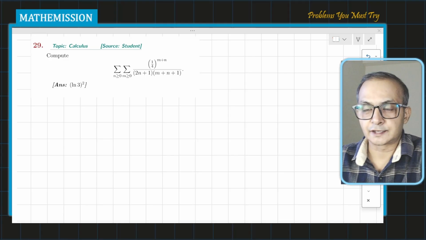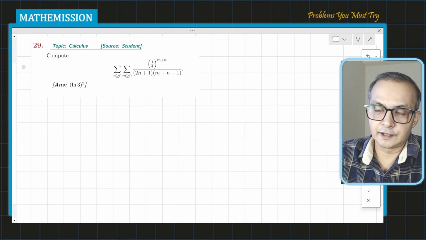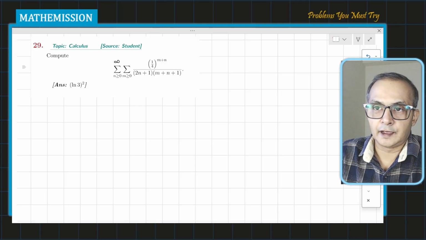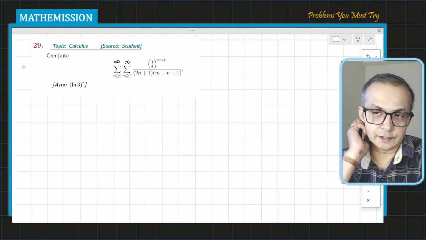The question reads like this: n goes from 0 to infinity. When nothing is given there, it means infinity. And m goes from 0 to infinity. And the numerator of this expression is 1 by 4 to the power m plus n, and in the denominator, I have 2n plus 1 and m plus n plus 1.